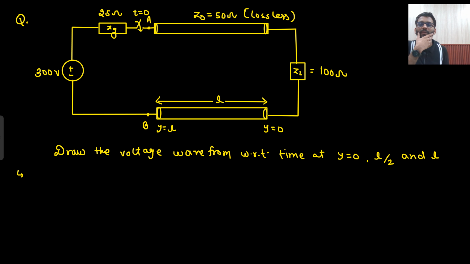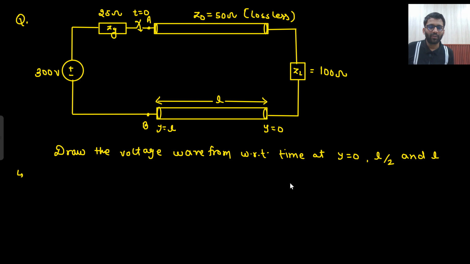Now let's see some questions. What they are saying is you need to draw the voltage waveform with respect to time. So with respect to time, you need to do the analysis. Source is DC. How will you do the analysis? V naught plus, gamma L V naught plus, gamma L gamma G V naught plus, gamma L square gamma G V naught plus, gamma L square gamma G square V naught plus, gamma L cube gamma G square V naught plus, because with respect to time they are asking.